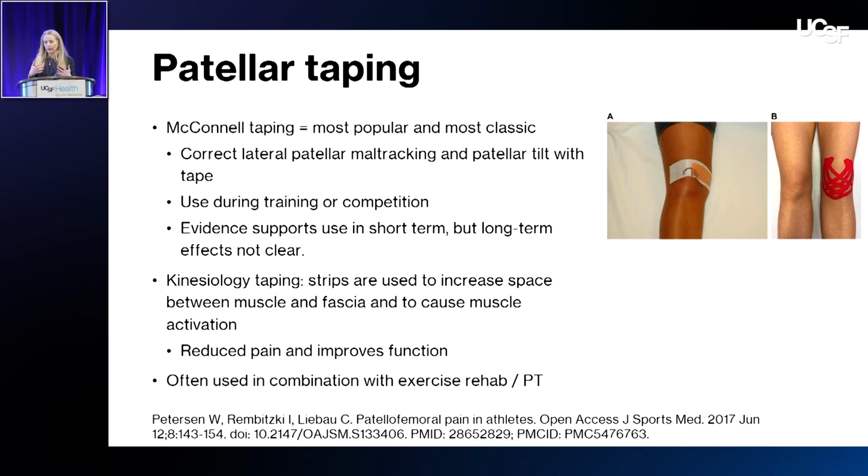Evidence supports use. So when I recommend this to patients, I suggest that they do this before they work out or before they have a competition. It's useful in the short term, but long-term effects aren't clear. And then an alternative to McConnell taping is kinesiology taping. Different concept with kinesiology taping. In this situation, and this is shown in picture B, these tape strips are used to increase the space between the muscle and the fascia and to cause muscular activation. So this has been shown to reduce pain and improve function and often is used in combination with exercise and or physical therapy.